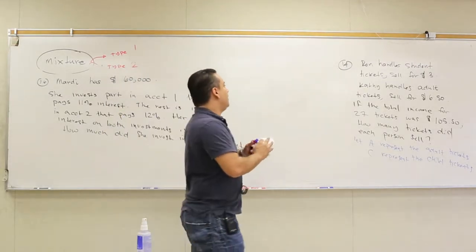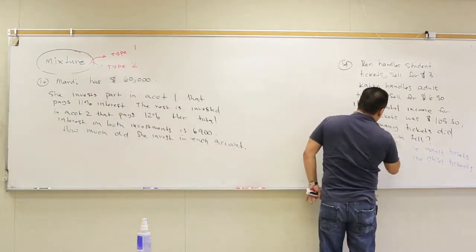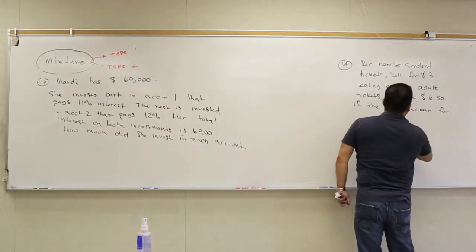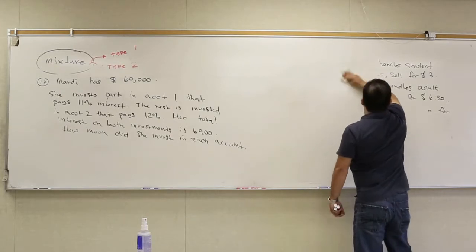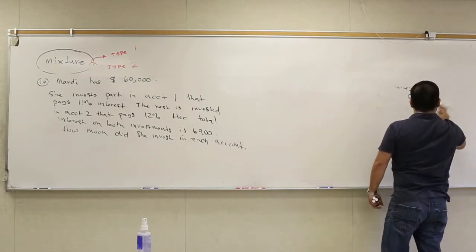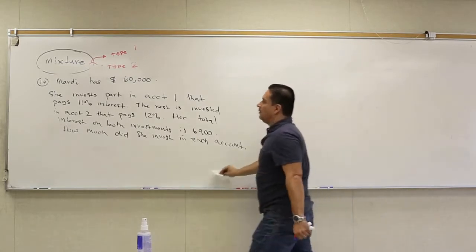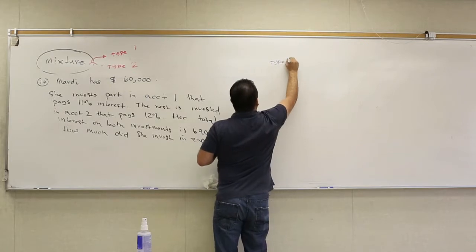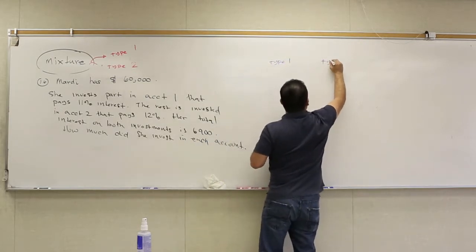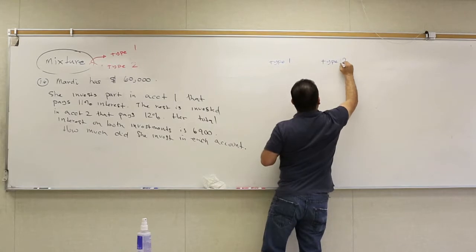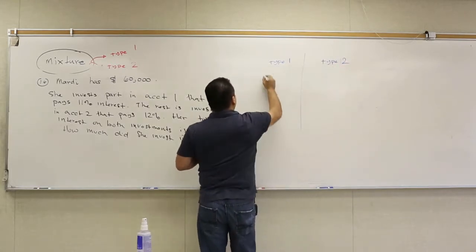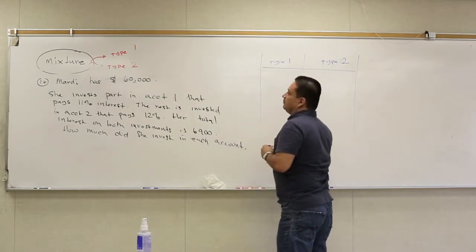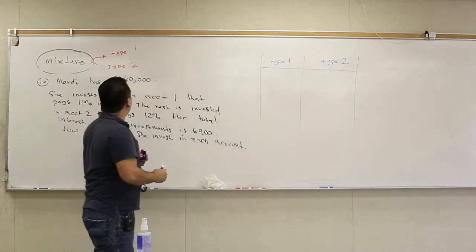Okay, so this time we have a person who's investing what? Money. Is that true? So she's investing some money. So again, we got a type 1 account, and we have what? Type 2 account. Okay? So you got type 1 and you got type 2.